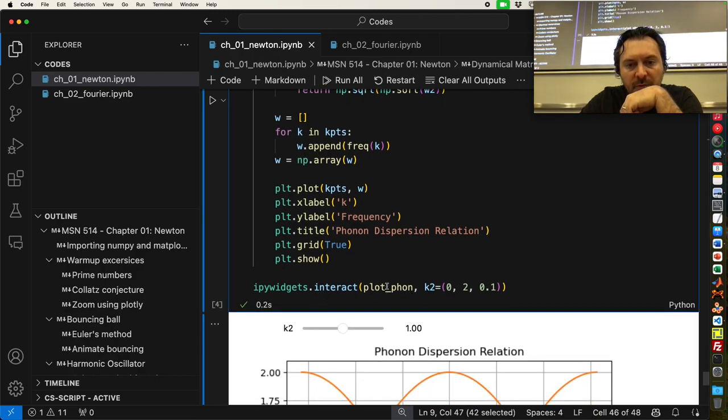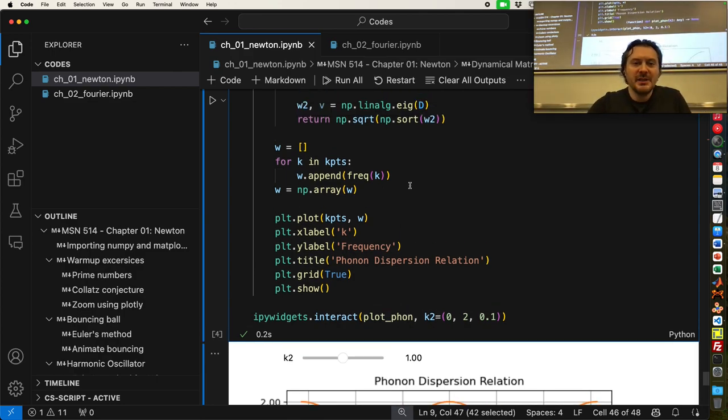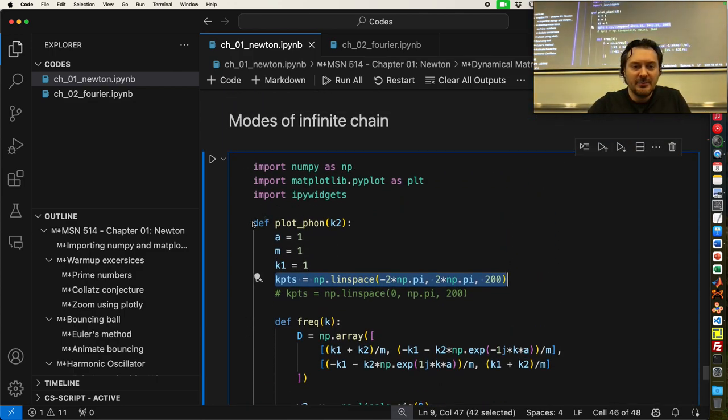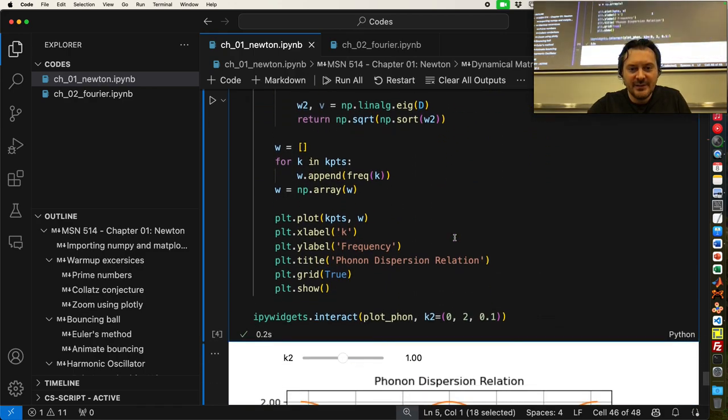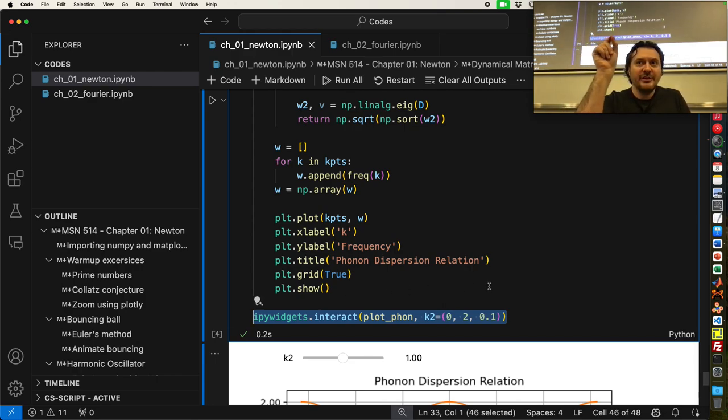So we are plotting the phonons for, okay, now I remember why I made it into a function. Do you now get why I made it into a function, after this line? Yeah. I made it because I want an interactive plot where I can change K2. Each time I change K2, it goes ahead and constructs those matrices for every K value, finds omegas and plots them.